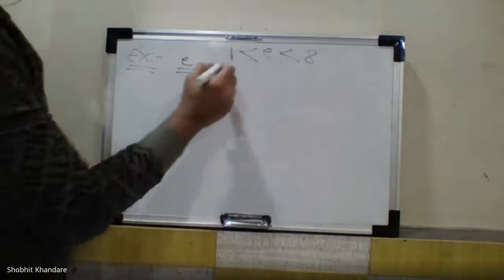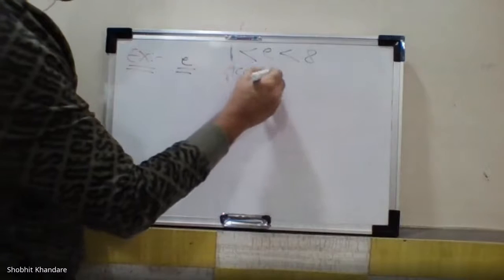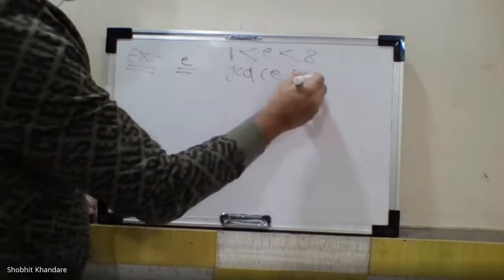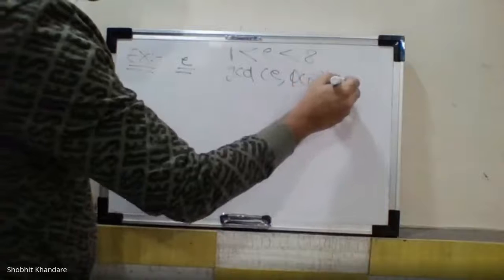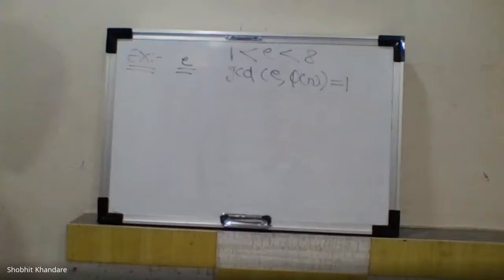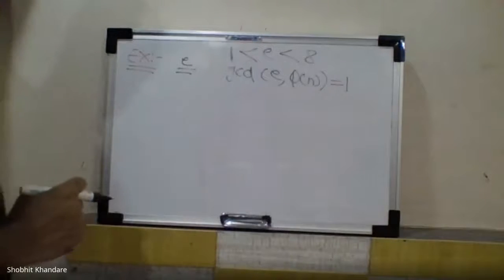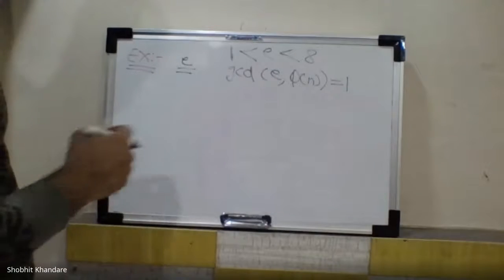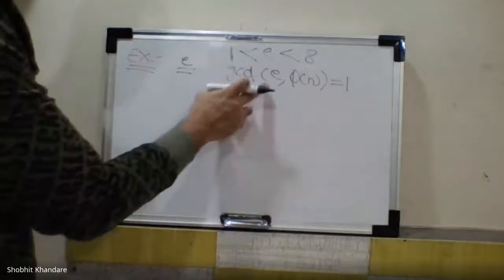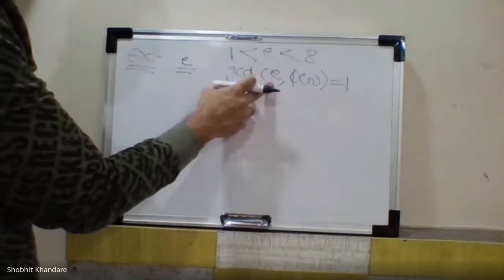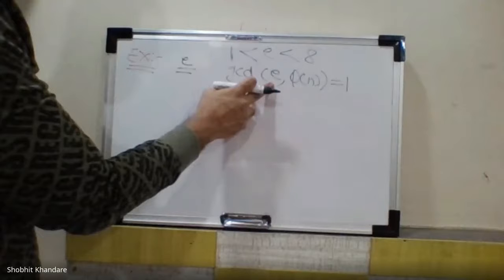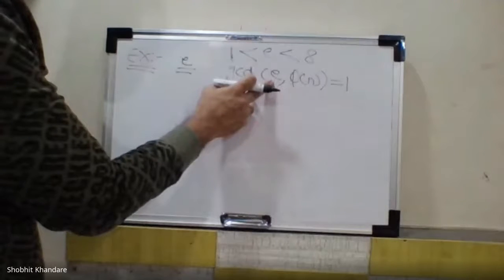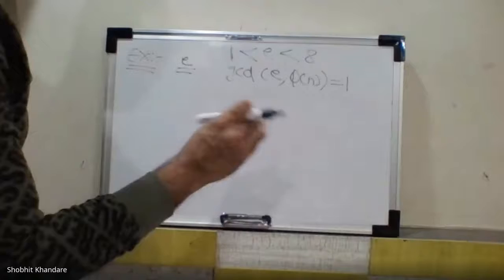As well as, the GCD of E and phi of n should be 1. Okay. Now we can take any values. I can take any value. So first thing, suppose I take the value of 2.